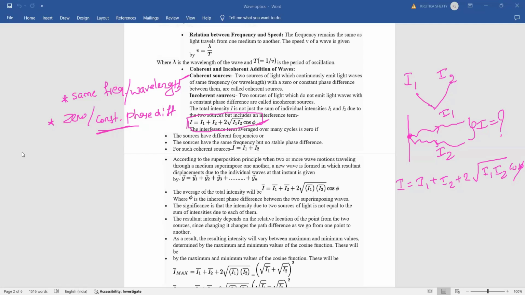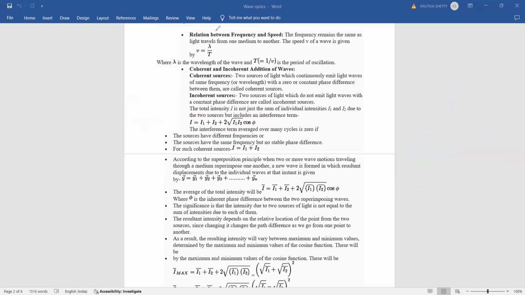So here, if you want to explain again regarding the incoherent sources, see, the sources have different frequencies. Coherent sources are having the same frequencies, and incoherent sources are having different frequencies. Sometimes the sources have the same frequency but no stable phase difference. So that is also a characteristic of the incoherent sources. For coherent sources, the resultant intensity is I1 plus I2 as we just found out. If it is incoherent sources, we can use this formula.